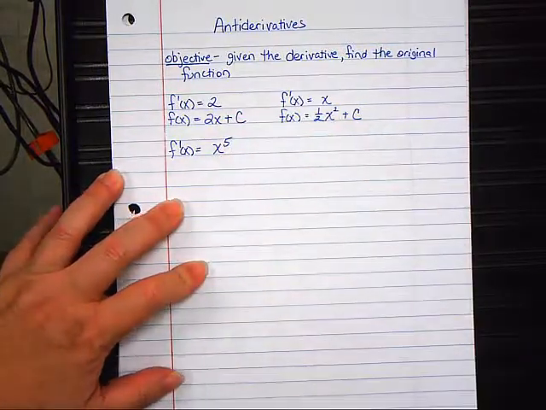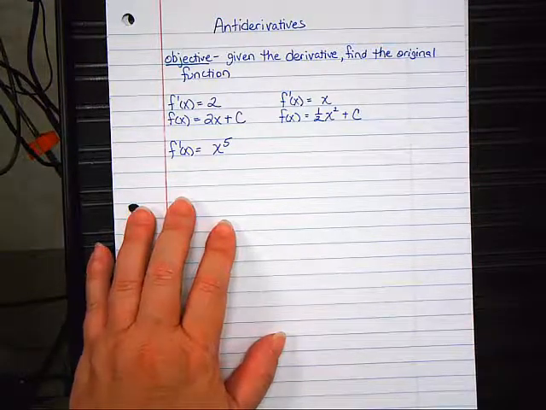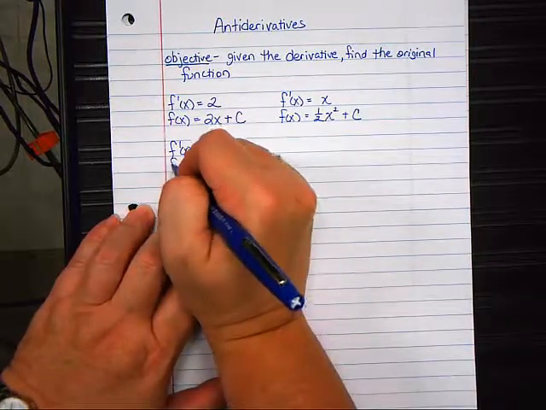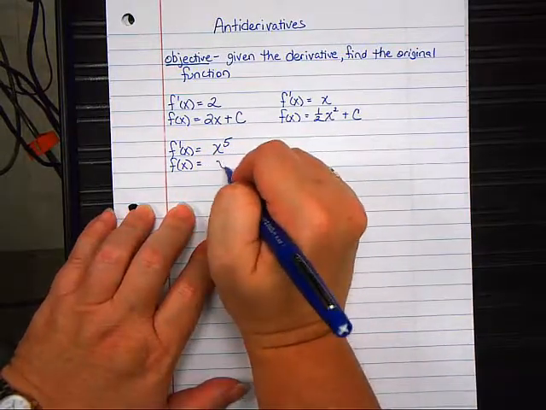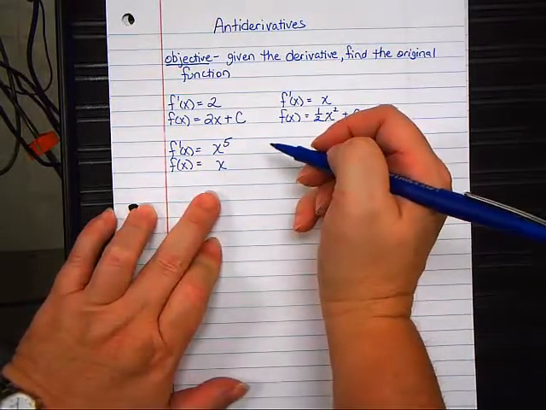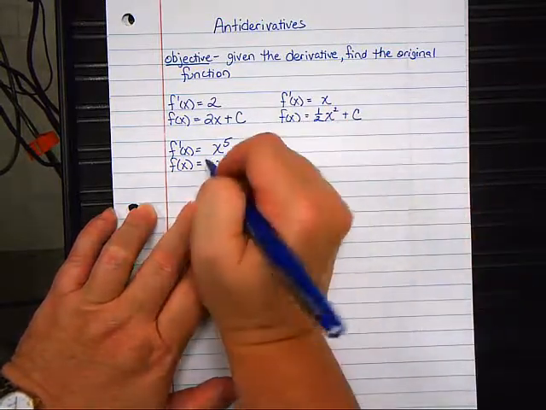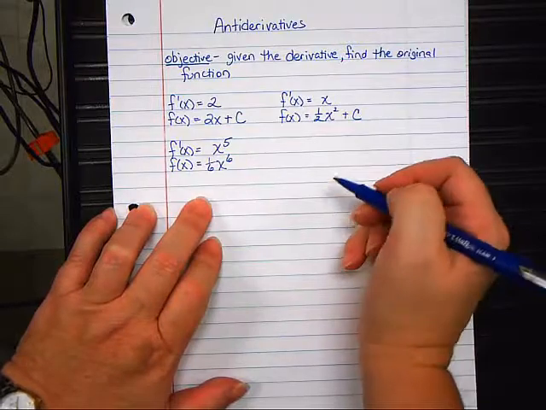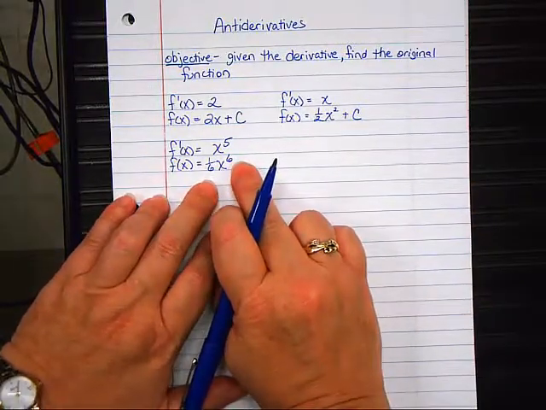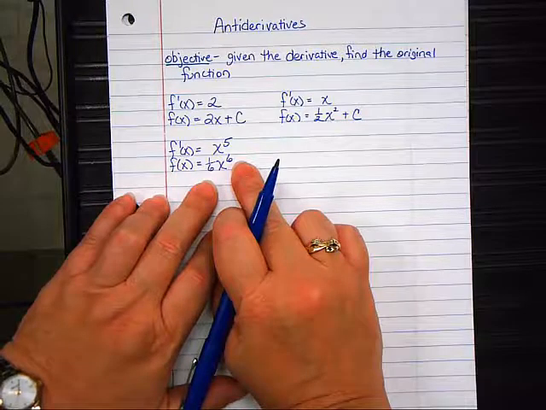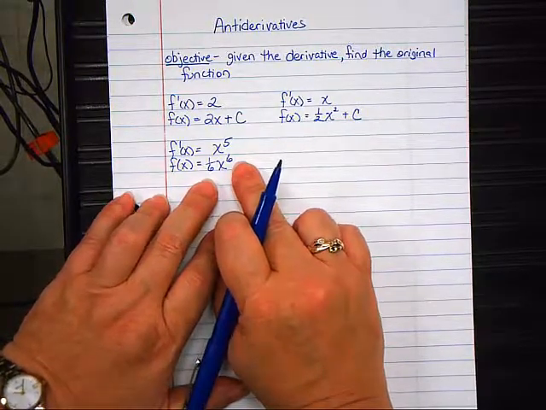What if, say, that was x to the 5th? Okay. If this was x to the 5th, what power will the original function be? 6. And that would be 1 over 6 in the front, right? So are you noticing something about the power and what goes in the front here? There's a pattern. That is really the power rule for antiderivatives that we're talking about.